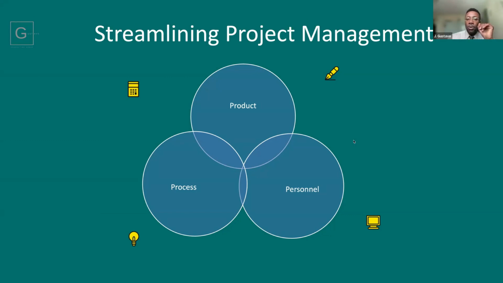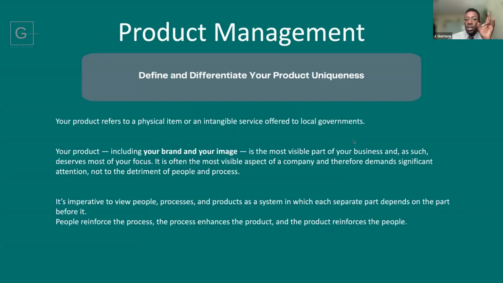You want to make sure that you have a system in place just for the products. You want to make sure that you have a system in place to actually effectively deal with your personnel. You want to make sure that you have a system in place to actually streamline your processes as well. So what is product management? So you want to be able to define and differentiate your product uniqueness, right?